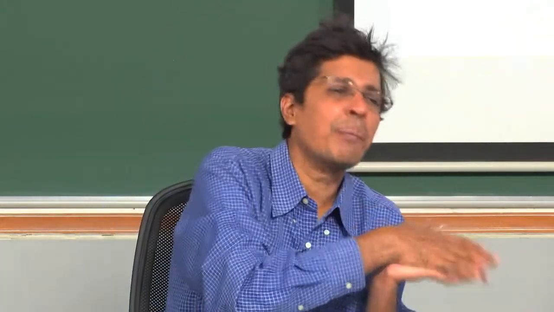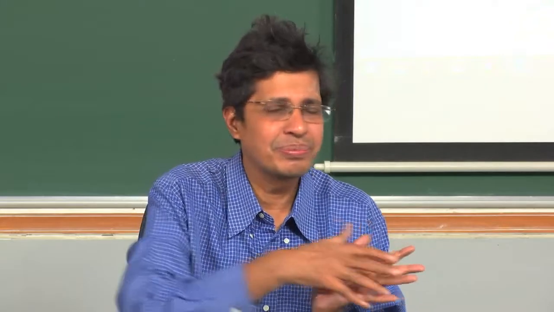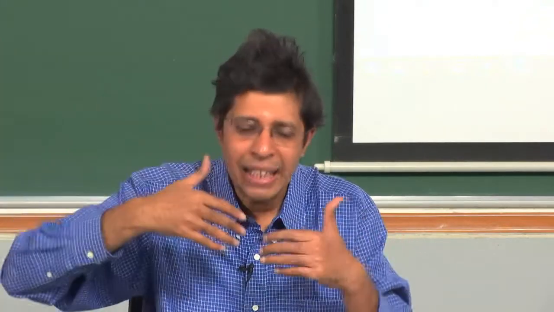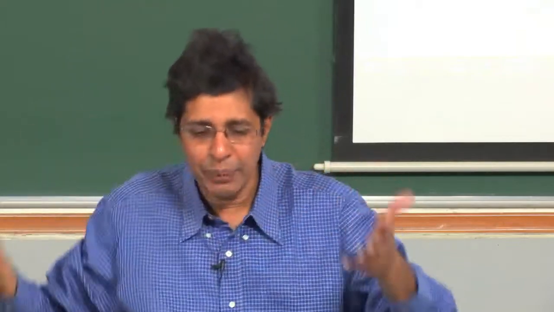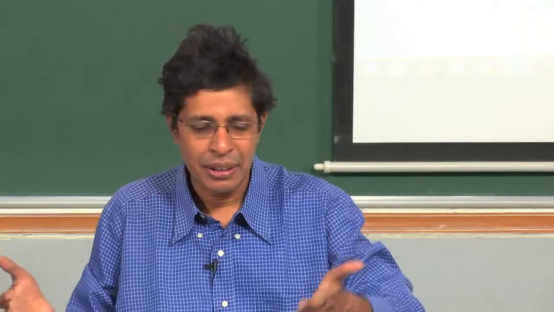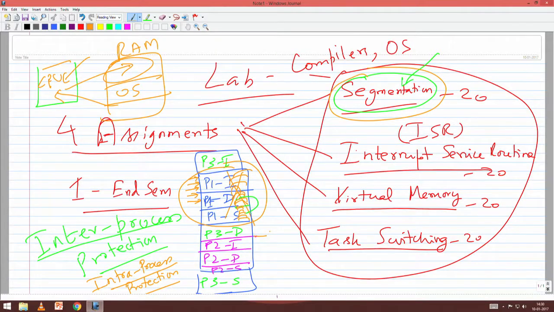The next one is intra-process protection, where I have access to my instructions, data and stack, but I can't overgrow my stack, I can't keep executing beyond my instruction segment, and I can't access data beyond my data segment. So for example, let us take this for P2: this is 1500, this is 3500, this is 4500. So I can't store more than 1000 bytes in my stack.